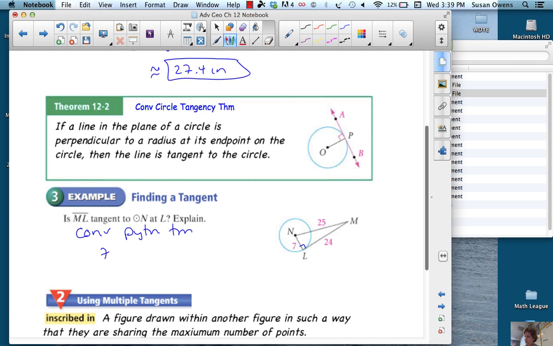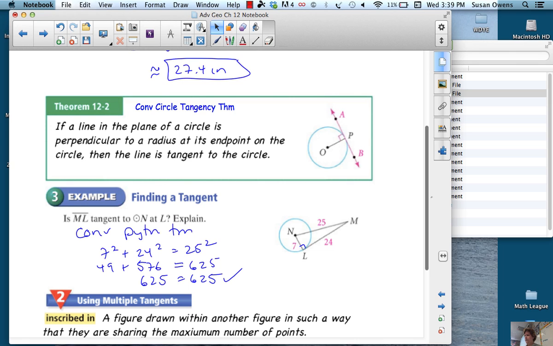So I'm going to say, well, is it true that 7 squared plus 24 squared equals 25 squared? So this would be 49 plus 576. Does that equal 625? And 625 equals 625. And so check, it does. So this angle would have to be right, which means these two lines would have to be perpendicular, which means it would have to be a tangent by the converse of the circle tangency theorem.